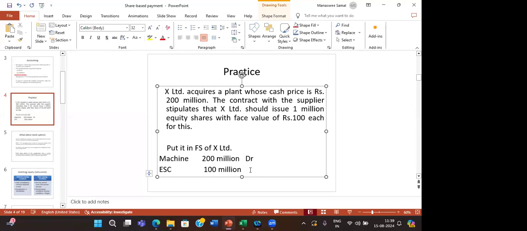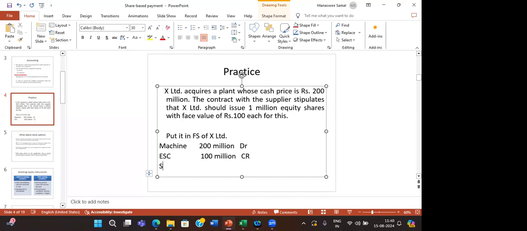And equity share capital is on the other side of the accounting equation, that is also going up, so you have to credit. And the balance must go to securities premium, and that should be 100 million, because you issued 1 million shares, and that increases the securities premium by 100 million because the transaction value is 200 million. So the difference you just put in the securities premium. That's it. We recorded the transaction.